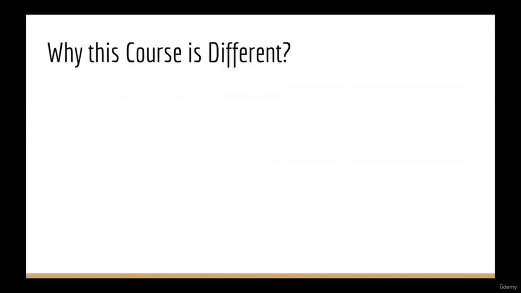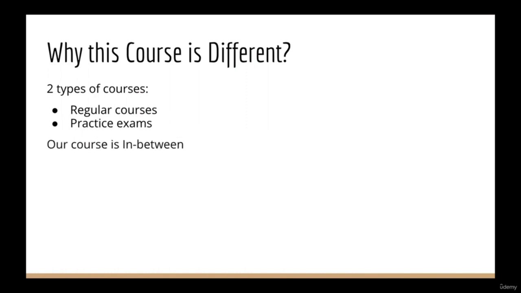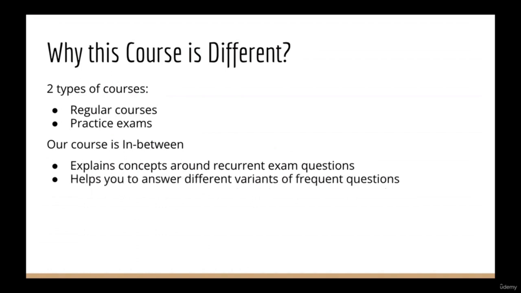But what makes this course different? The concept of this course is different in the sense that it really prepares you for the DP-900 exam. On this platform, there are two kinds of courses for this topic. The first type are regular courses that fully cover the DP-900 syllabus, while the second type are practice courses or practice tests that try to mimic real exam questions. Our course is a kind of in-between course. It focuses on recurrent questions and tries to explain the concepts around those questions. And this way, you'll be prepared to take the exam by not memorizing the answers, but being able to answer different versions of recurrent questions.